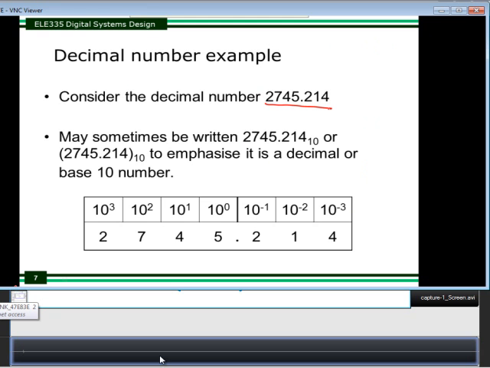So a decimal number example, if we consider the decimal number 2745.214, it can be written to the base 10 to remind us, if we're using multiple number bases, exactly what number base we're using, to emphasize that it's a base 10 number. So the decimal point marks the transition between positive indices and negative indices for powers of 10.